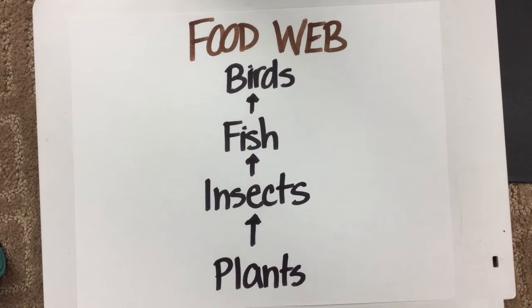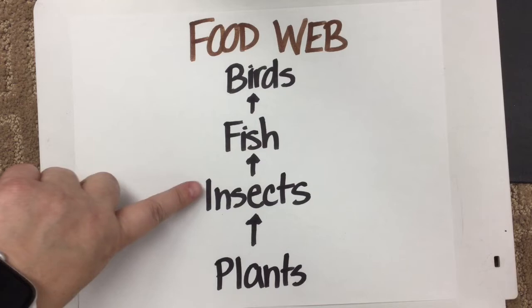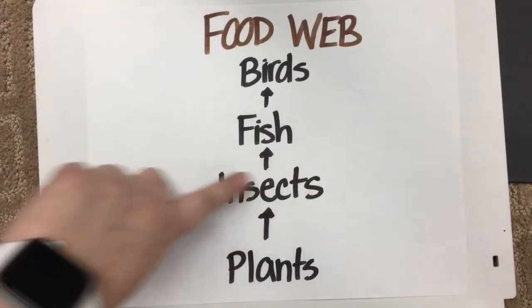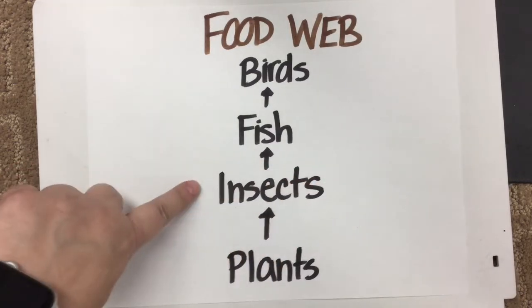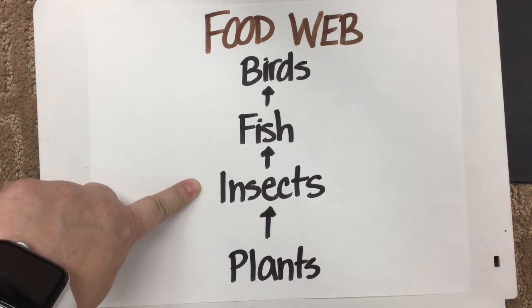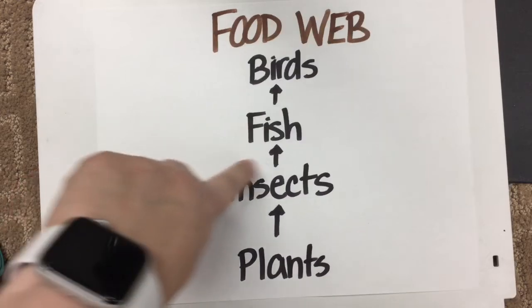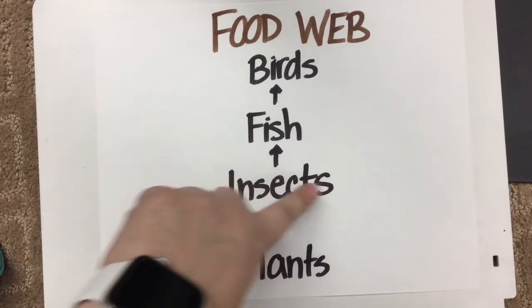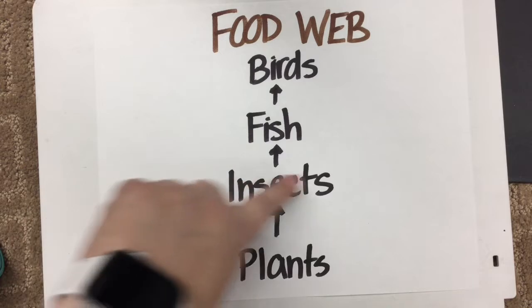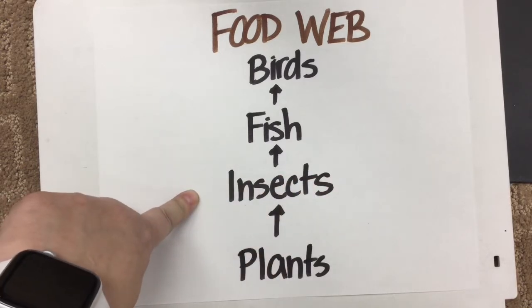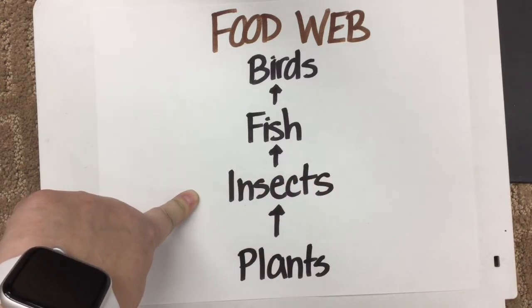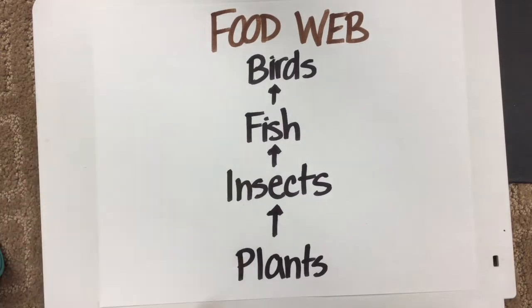So you're going to have a question like this on the test. If all of the insects were completely removed from this food chain, which plant or animal population would decrease first? Well, if all of the insects were removed from this food chain, the first plant or animal population to decrease would be the fish population.